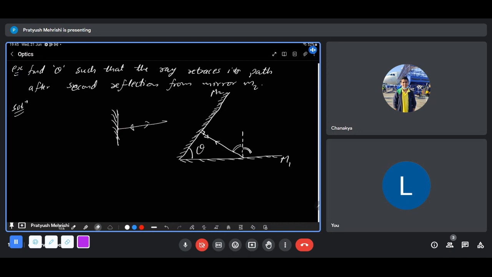One thing we must note down: this ray was coming perpendicular to the mirror. Sorry, not perpendicular, parallel to the mirror M2. Both of these rays are parallel. Now, can you do it? Yes, sir. These two are parallel. Now, try it and tell me the answer.